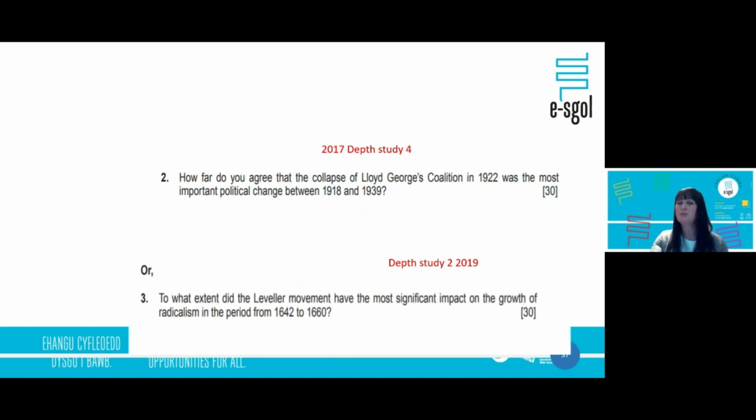We've got Depth Study 2 here, 2019. To what extent did the Labour movement have the most significant impact on the growth of radicalism in the period 1642 to 1660? Now remember, with your essay, you're only going to have 45 minutes. So you need to be thinking about which one you want to choose, and also about planning it and then going ahead and writing it out.